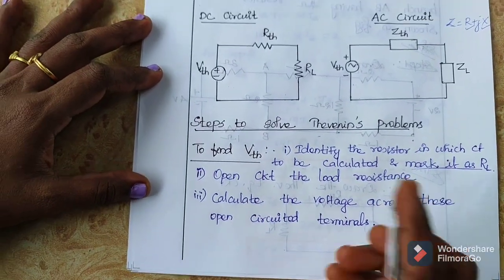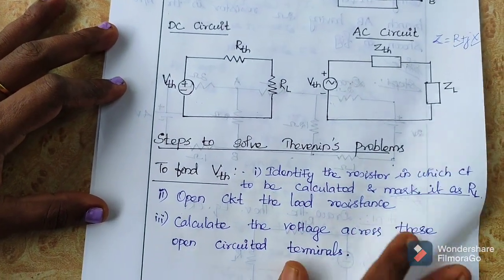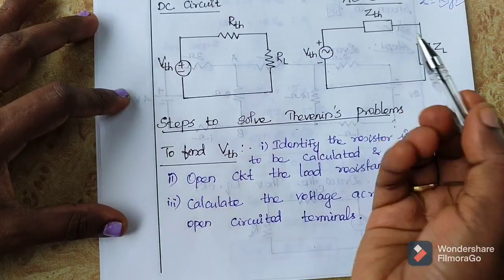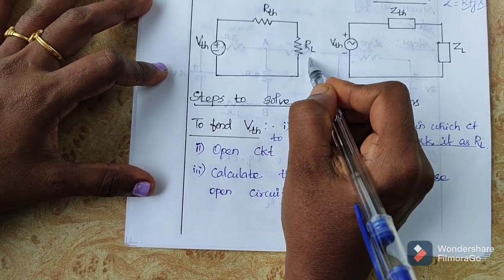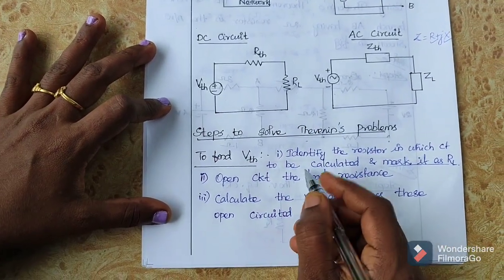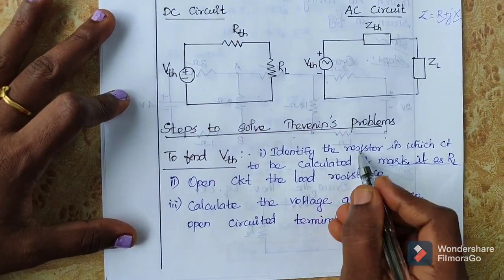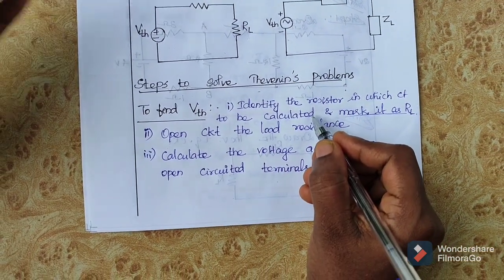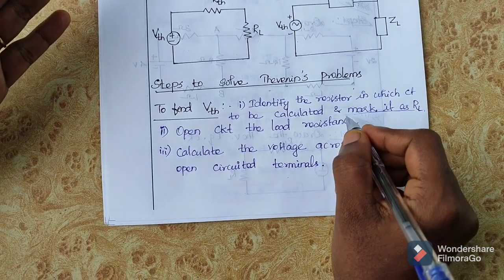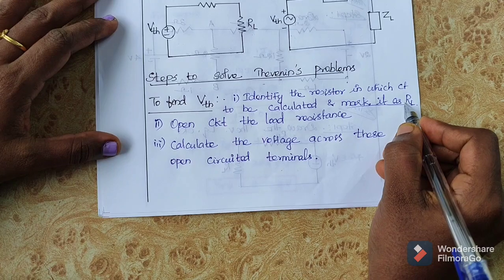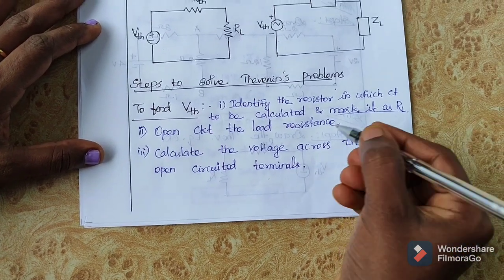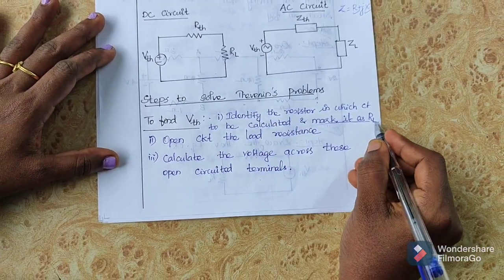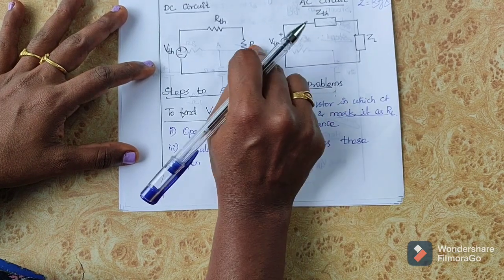To solve a Thevenin's problem, we must know the value of VTH, RTH and RL. Now let us see how to find VTH, RTH and RL. The first step is to identify the resistor in which the current is to be calculated. The resistor across which the problem asks you to calculate the current is the load resistance RL. Okay, mark it as RL. So the RL value is clear.